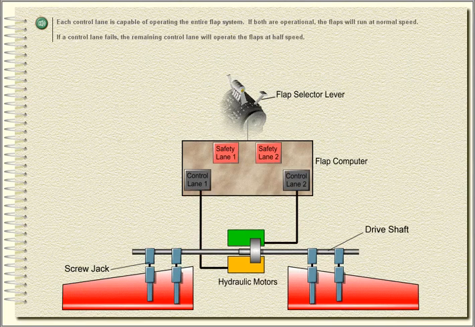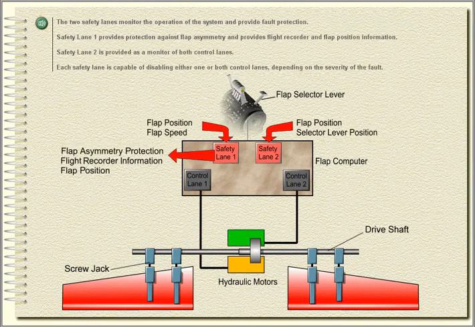If both are operational, the flaps will run at normal speed. If a control lane fails, the remaining control lane will operate the flaps at half speed. The two safety lanes monitor the operation of the system and provide fault protection.